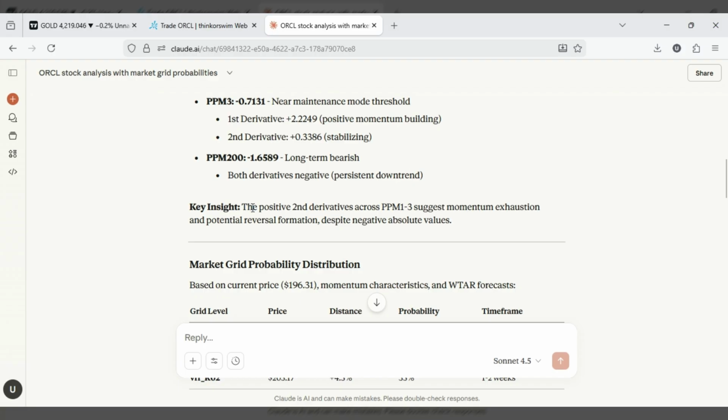Key insight: the positive second derivatives suggest price pressure ppm 1 to 3 now have momentum exhaustion and potential reversal formation building up despite negative absolute values.